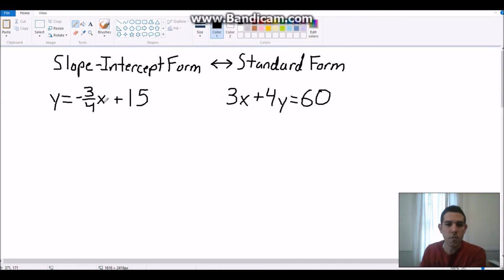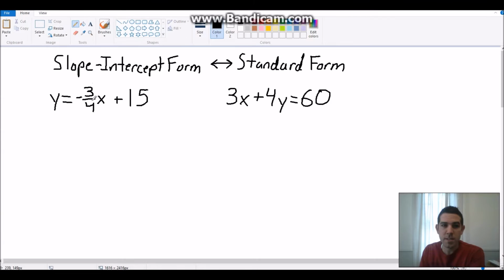Now how can I turn one into the other? Well, we have our skill inverse operation that we will use for everything in algebra. So let's go ahead and see if we can use inverse operation to turn one into the other. Let's start with standard form. The goal is to make it look like slope-intercept form.